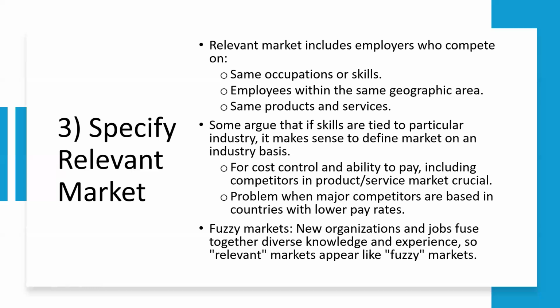Your third step is that you want to specify the relevant market. And a relevant market includes employers who compete on having the same jobs or skills. The jobs, occupations would be if you have a job-based system. Skills would be if you have a skills-based internal structure. If these employers have employees within the same geographic area because you're literally competing for the same employees to come to your company. Or if they create the same products and services, especially because that gives us information on the labor costs for your competitors that would be useful for helping you figure out if your labor costs are kind of in line with your competitors.